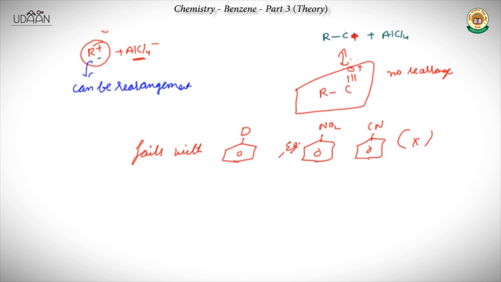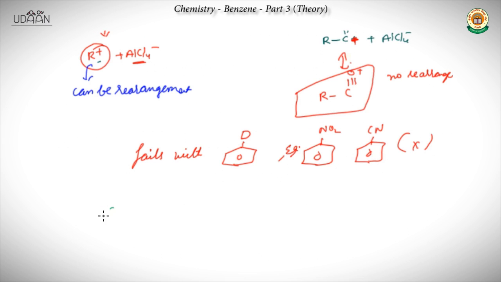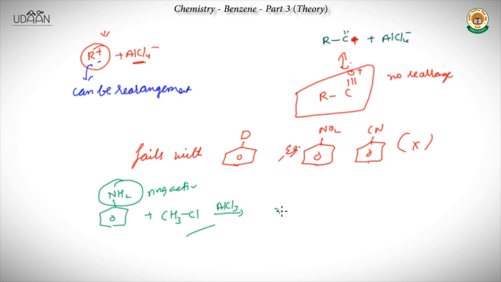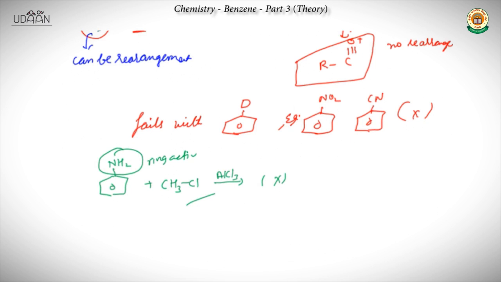Now what about this case where you have NH2 plus, say, CH3Cl in the presence of AlCl3? Just by looking at it, you can say that this is a ring activator, and so this reaction occurs. But that is wrong. I'll tell you the reason for it.